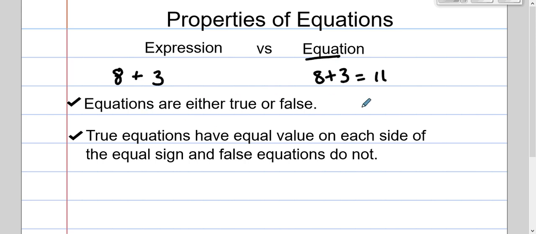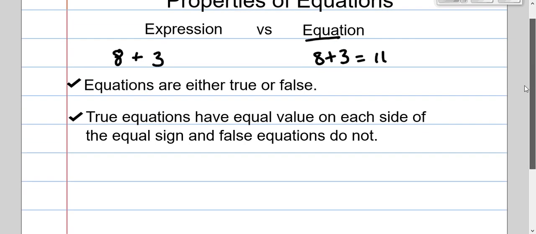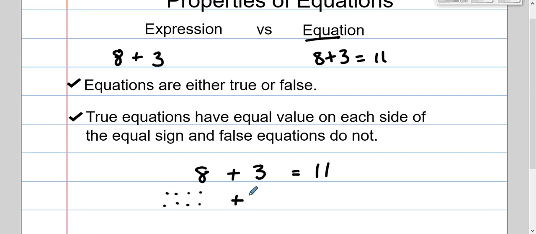Equations are either true or false. And in order for equations to stay true, whatever you do on one side, you have to do to the other side. And that's what most of our properties are going to talk about. Okay, true equations have equal value on each side of the equal sign, and false equations do not. Okay, so 8 plus 3 equals 11. That would be 1, 2, 3, 4, 5, 6, 7, 8 plus 1, 2, 3. So yes, this is true.